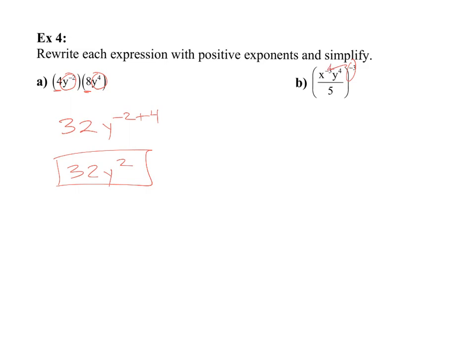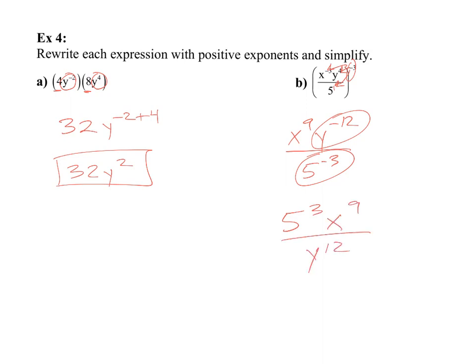We're going to distribute this exponent to the exponent of all the values. So we have x to the 9th power, and y to the negative 12th power, and 5 to the negative 3 power. All right, the last thing you want to do is make your exponents positive. So we'll have 5 to the 3rd on top, times x to the 9th, and y to the 12th on the bottom. Alrighty.